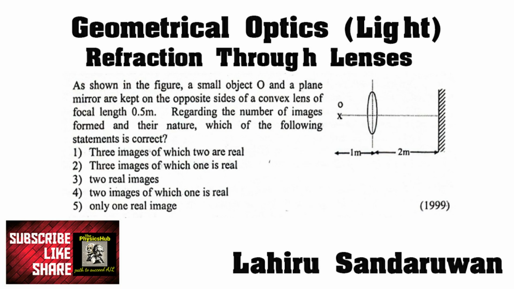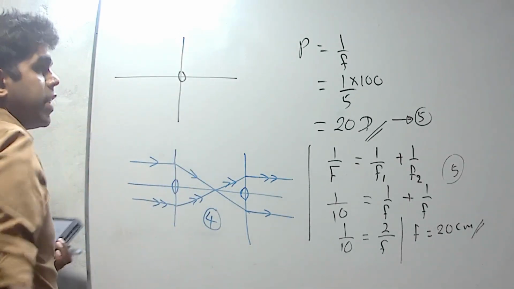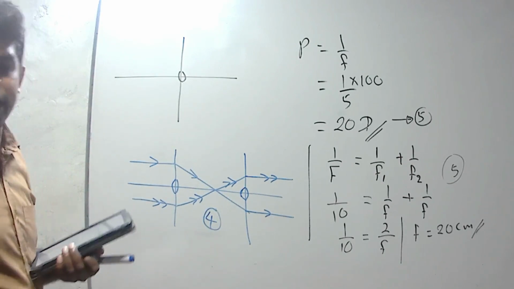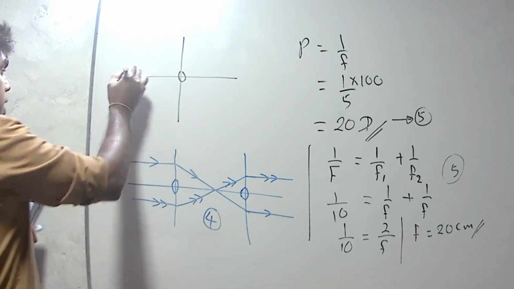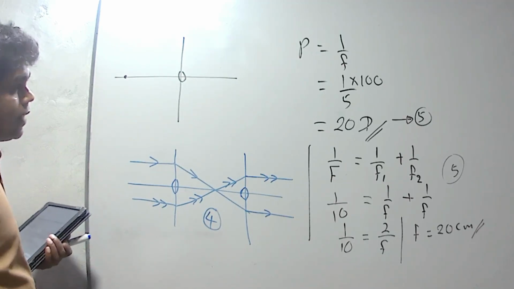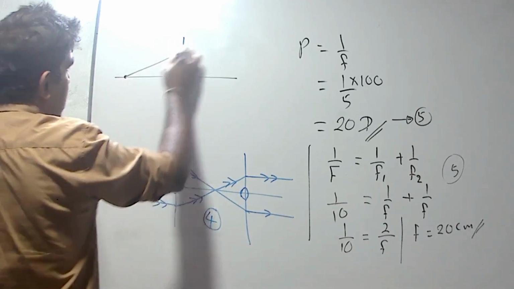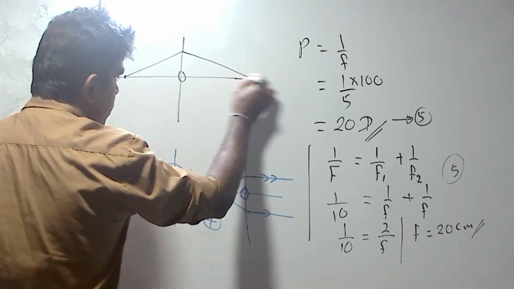As shown in the figure, a small object O and plane mirror are kept on the opposite side of convex lens. Regarding the number of images formed and their nature, which of the following statements is correct? They have given focal length of this convex lens is 0.5 meters. Object distance is 1 meter. It means 2f.